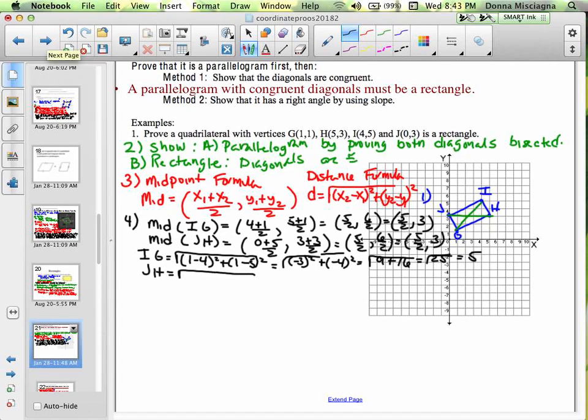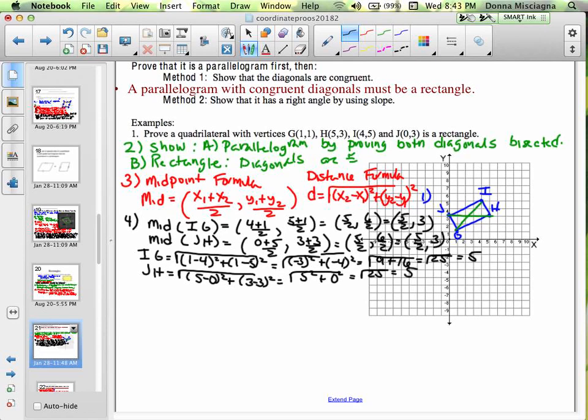All right, so difference in the x-coordinates squared. Again, I'm just going to go in order. So the h is first when I read it, so I'm just going to start with h. So 5 minus 0 squared plus 3 minus 3 squared. 5 minus 0 is 5 squared, plus 3 minus 3 is 0 squared. I don't need that. So that's going to be the square root of 25, which is 5.